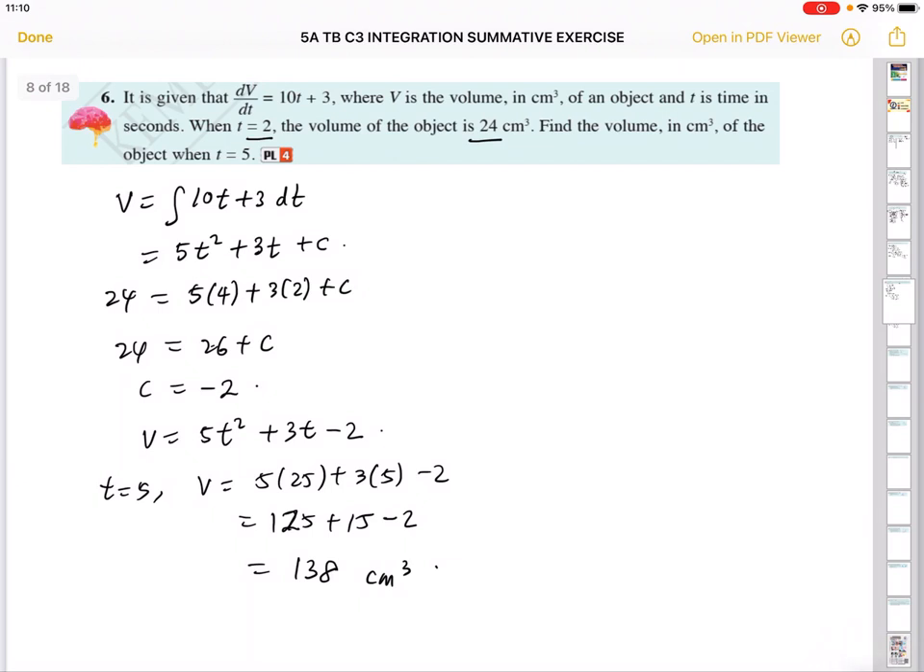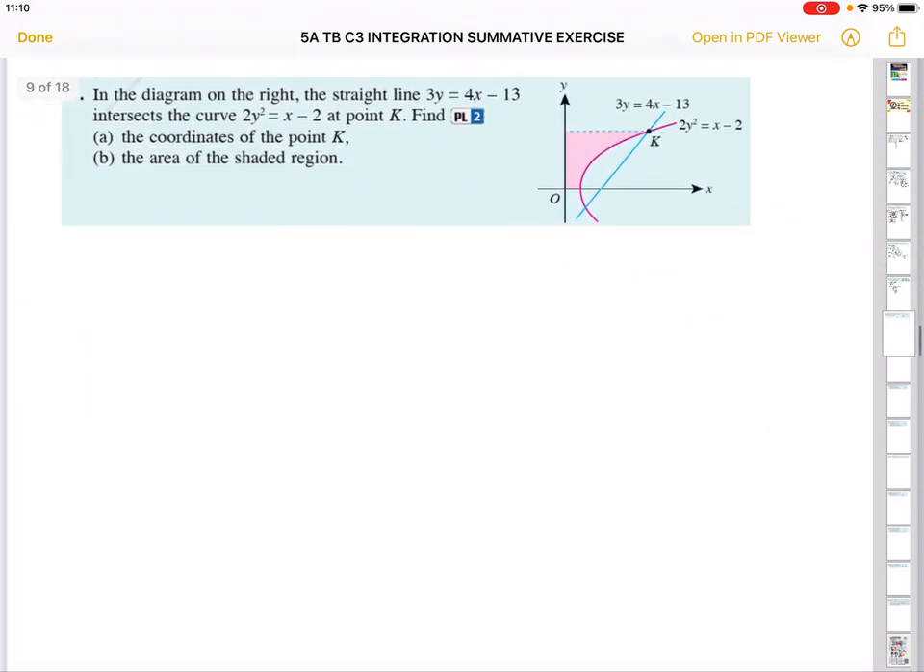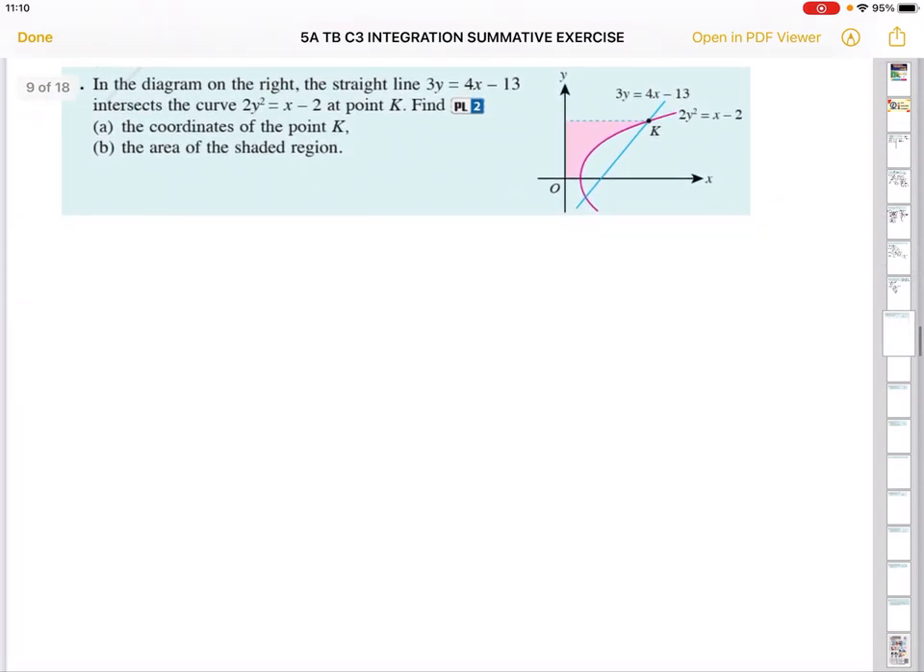Number 7. This one is involving area. In a given diagram, the straight line 3y equals 4x minus 13 intersects the curve at point K. So you want to find the coordinates of the point of intersection. I think we have to solve them simultaneously. We should name this as equation 1. So I will make x the subject. I bring over, x is now 2y squared plus 2. I call this equation 2.